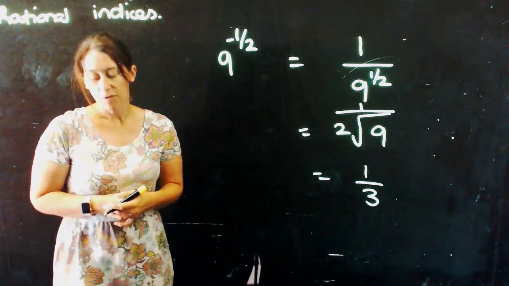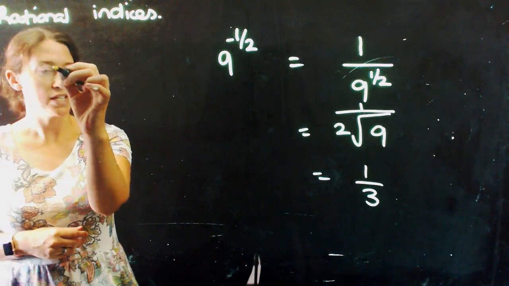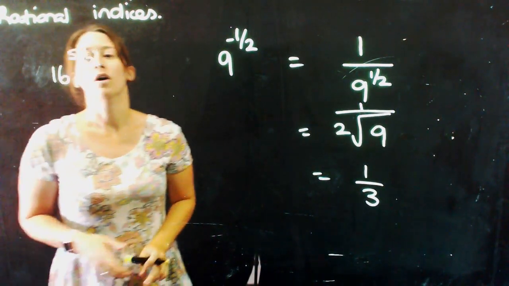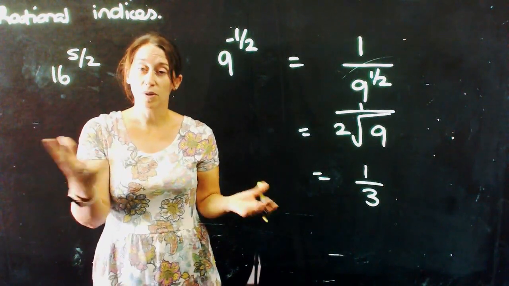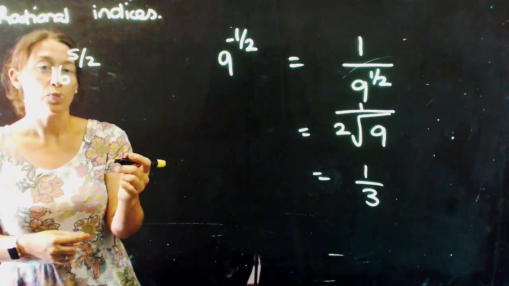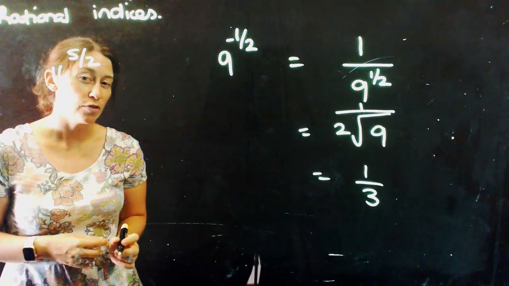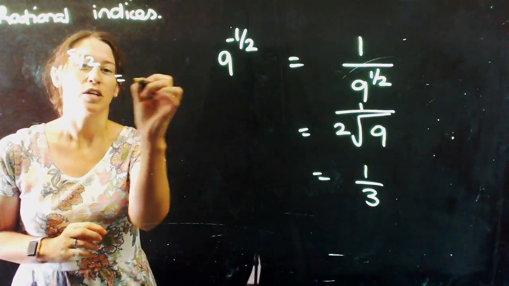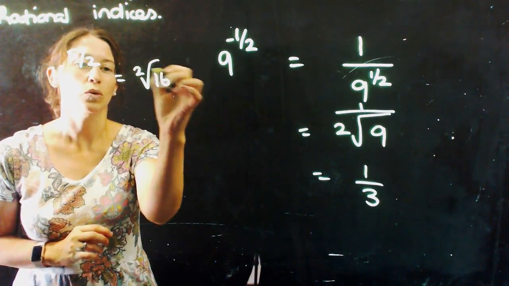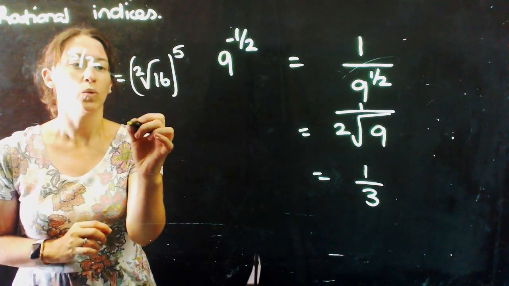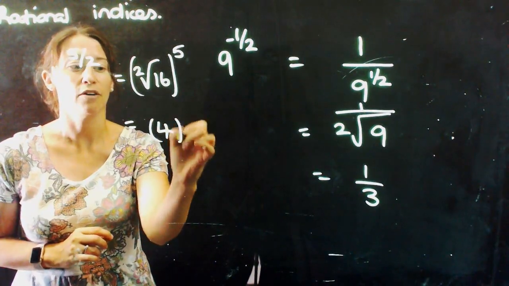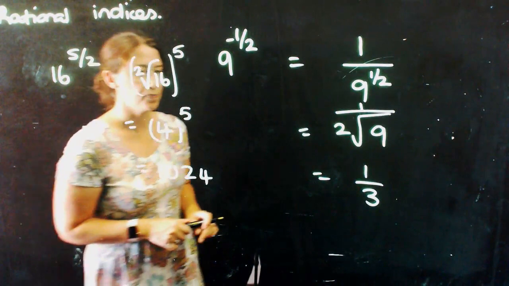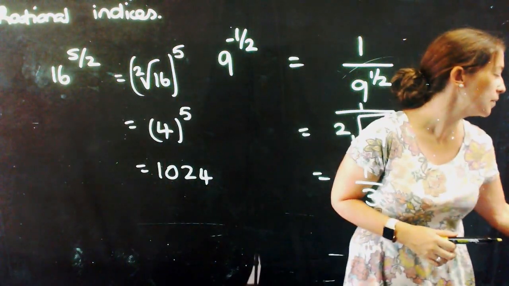Let's do another one that involves a fraction. Let's do 16 to the power 5 over 2. All right, so looking at this, we've got a whole number, base 16. I'm going to put the square root, because the denominator of the fraction is a 2, and then I'm going to put that all to the power 5. So we go square root of 16 all to the power 5, which is 4 to the power 5, which is 1024. Let's clear some space.